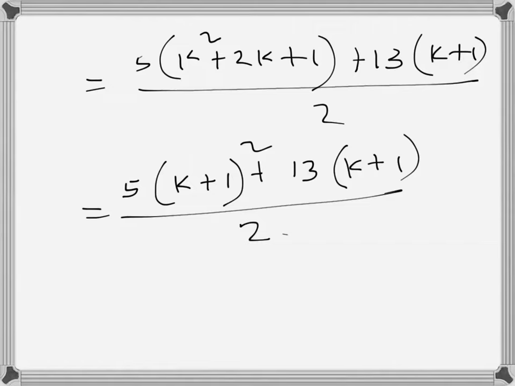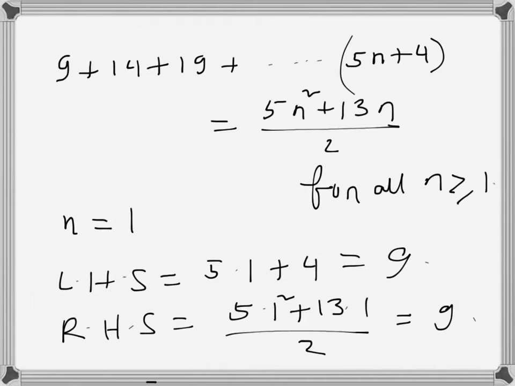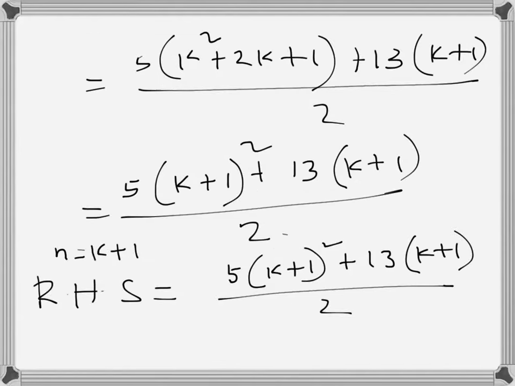Now this is the left hand side when n is equal to k plus 1. I will just leave it there and then look at what the right hand side becomes when n is equal to k plus 1. Since the right hand side was (5n square plus 13n) over 2, when n is equal to k plus 1 it becomes (5 into (k plus 1) whole square plus 13(k plus 1)) over 2.